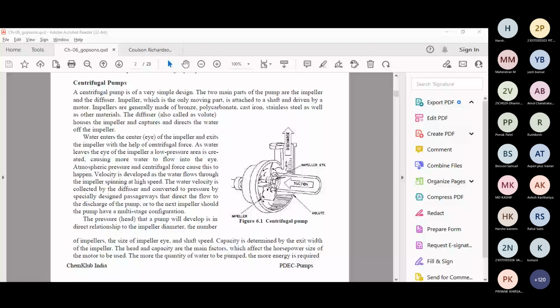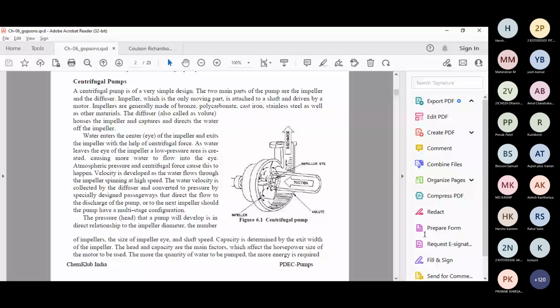Okay. So now when we talk about the impeller, there are basically three types of impeller. One is the open impeller, one is the closed impeller, and one is the semi-open impeller, right?